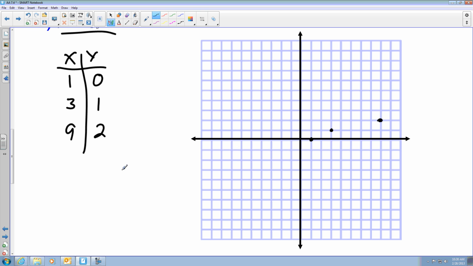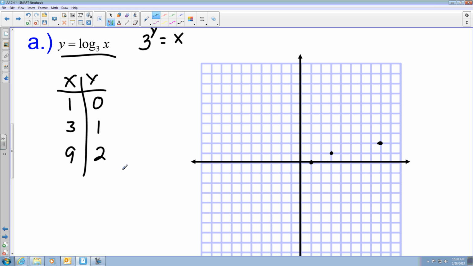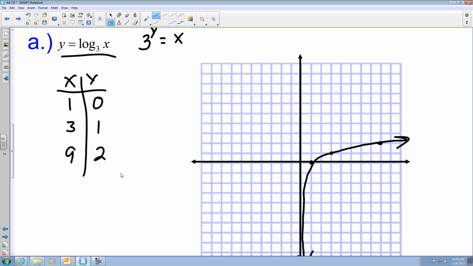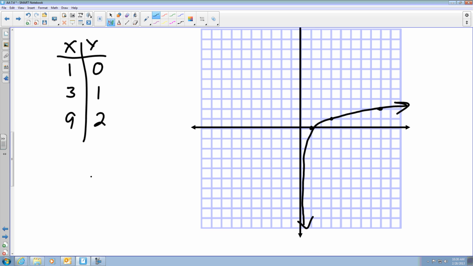So from here, knowing that this b is greater than 1, I know the general shape for sketching my graph, so now I can plot these points and connect them, and this is what my graph for log base 3 of x should look like. So now if I look at domain and range here, my domain, x must be greater than 0, and my range is all real numbers.